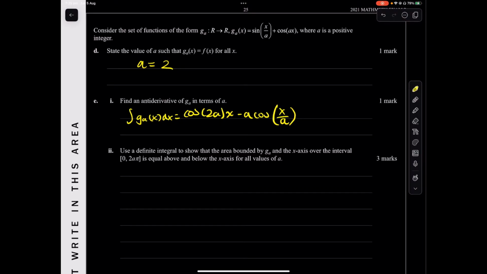Okay, this is the real answer. I knew something was wrong with this question. Something was wrong with my cat. Okay, so it's sine ax all over a minus a cos x over a. That's it.